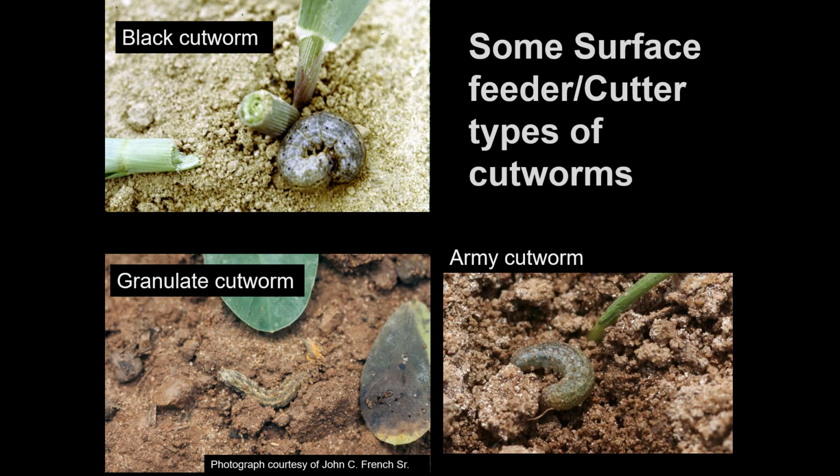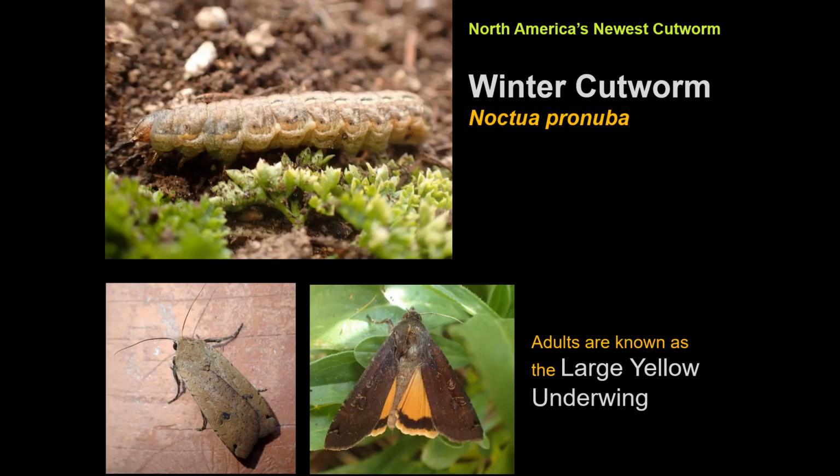So granulate cutworm would be a species pretty common in the southeastern part of the United States. Black cutworm, a common one in the Midwest. Army cutworm, a common one out where I live in the Rocky Mountain region. And then there's one that's new and throughout much of North America. It's called the winter cutworm, a little bit bigger than some of the others, and it's active in winter.